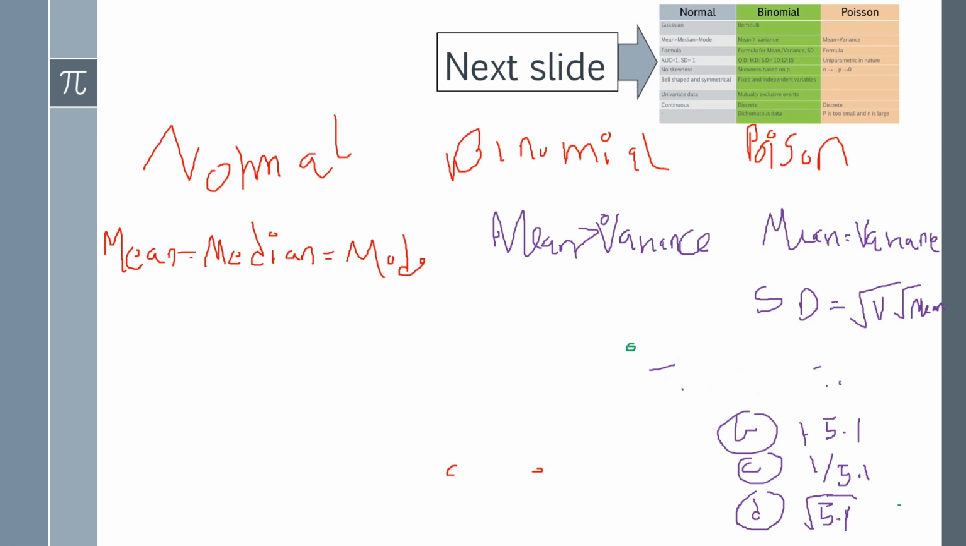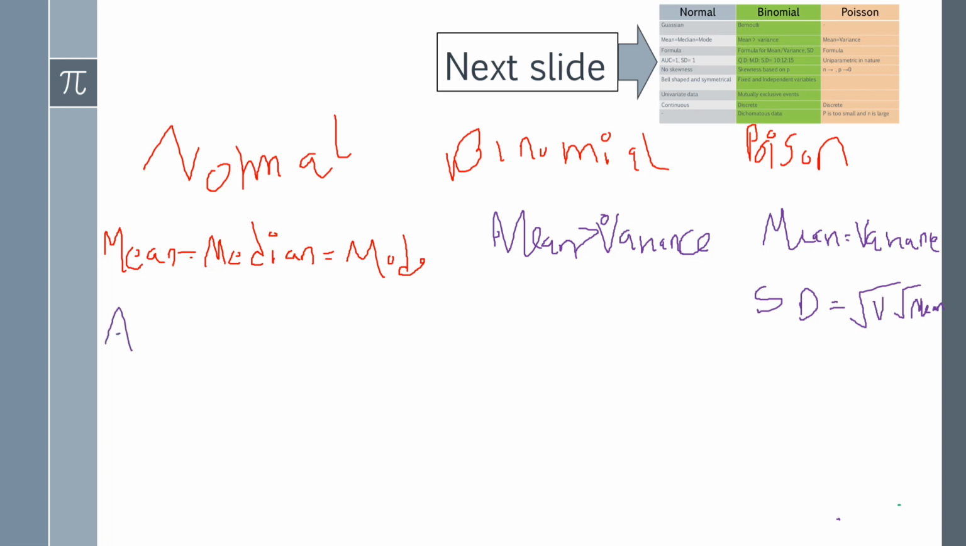So this is a small differentiation amongst mean, median, mode, variance, and standard deviation between the three different distribution curves. In normal distribution, the area under the curve (AUC) is 1, and the value of standard deviation is also 1.